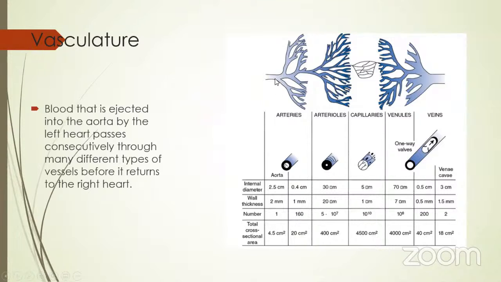When we go to the bifurcation, there is more; it bifurcates to arteries. In the same plane, the total cross-sectional area will increase to 20, reaching up to 4,500 square centimeters in the capillaries.